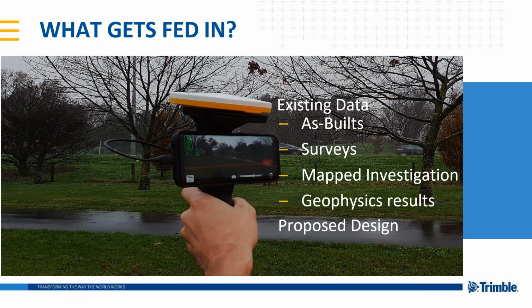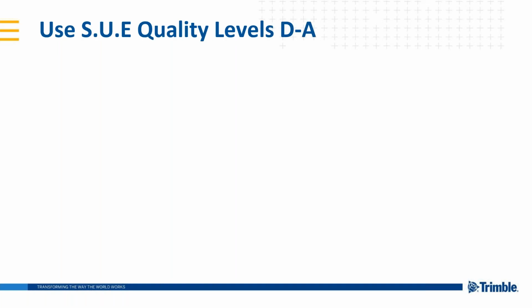So we can obviously take in our existing data. That's any information that may be coming from an as-built source. It could still be originally from 2D site plans, potentially some survey data coming into that as well, any of their original mapped investigation work that they may have done themselves, and their geophysics results that they've been using for the GPR work. So that's existing data that may have already been in the ground, but then we can also add in the proposed design work that maybe needs to be shown in relation to the existing asset layers.